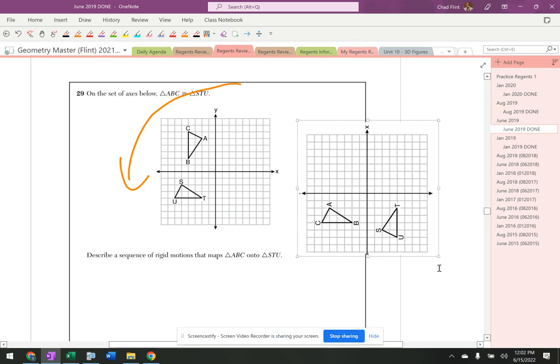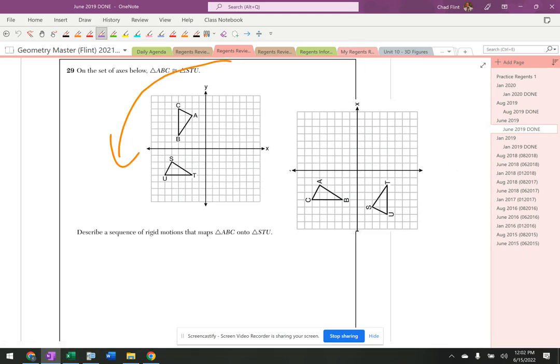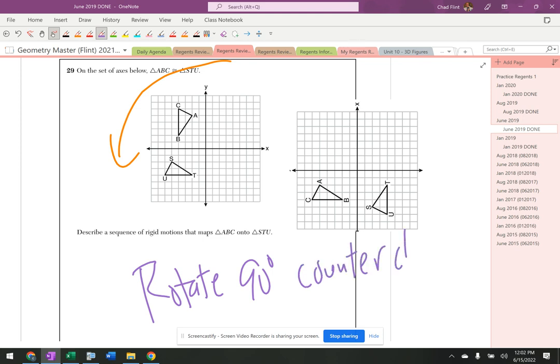All right. And then this caused problems, all right, because it says sequence of rigid motions, and sequence should be more than one. But if I rotate this 90 degrees counterclockwise, or to the left, that does it. And that shouldn't be the answer.